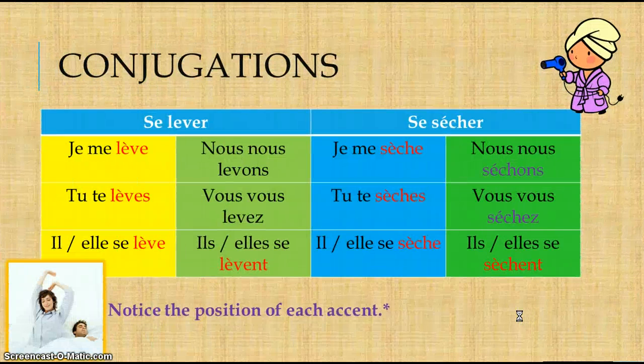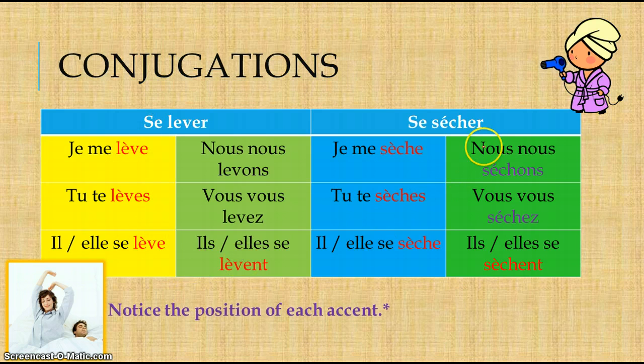Okay, se lever and se sécher. Again, you still have the E, ES, ONS, EZ, ENT endings. However, I have color-coded the accents for you. Notice you have an accent grave on the boot. They're all pronounced the same. Lève. Same thing with se sécher. There's an accent grave only in the boot, and it's pronounced sèche.